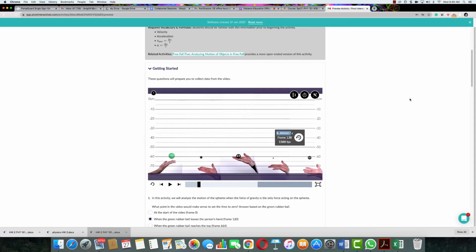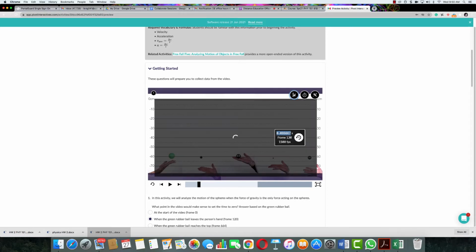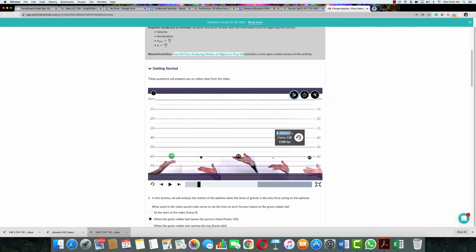Now, what you have to do to collect data for this is fast forward until the balls are not touching a hand, and then take note of the same place on the ball at every instant in time. So what I did is I turned on the measurement tool and I used the bottom of the ball.